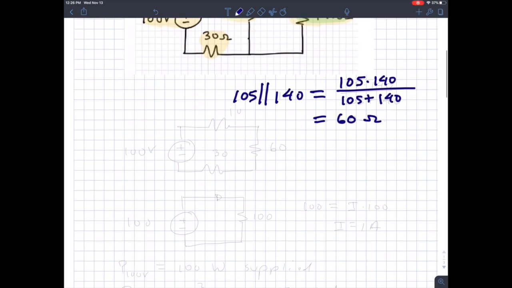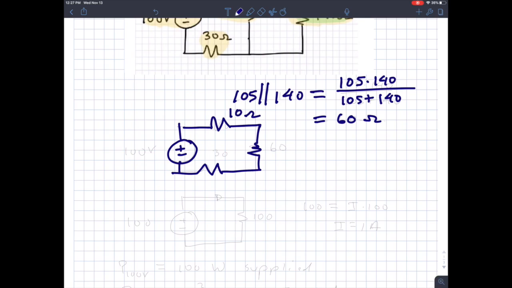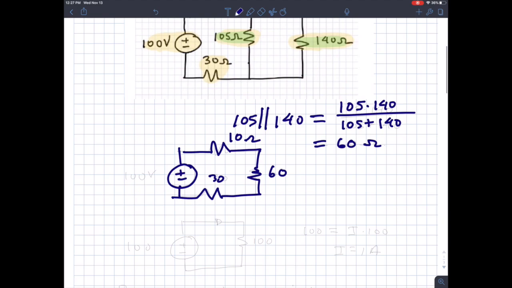At that point, I have an equivalent circuit that looks like this, where the 10 stays, the 30 stays, but the parallel combination gets combined into one single resistor. And now this is just a single loop circuit.